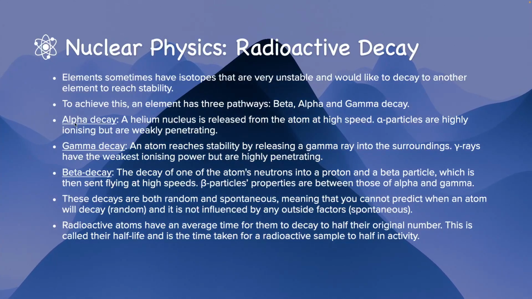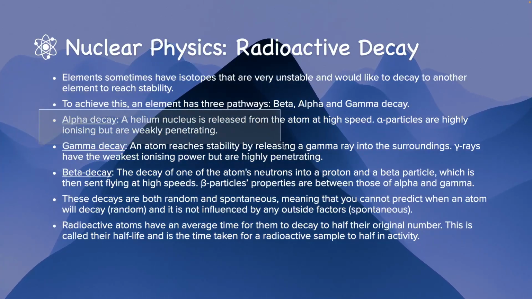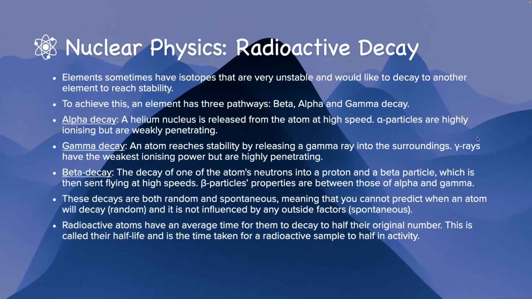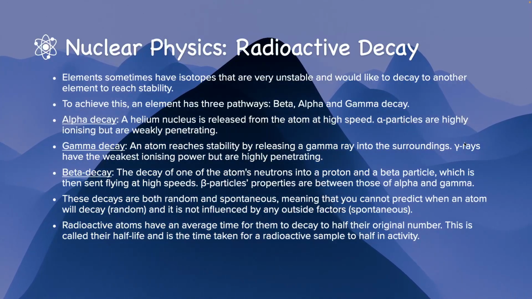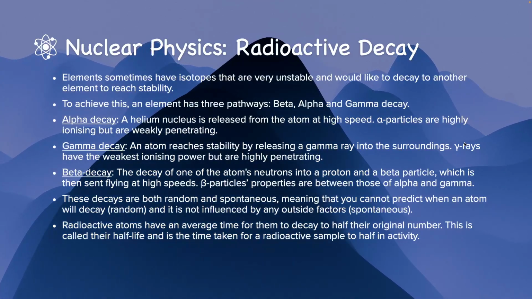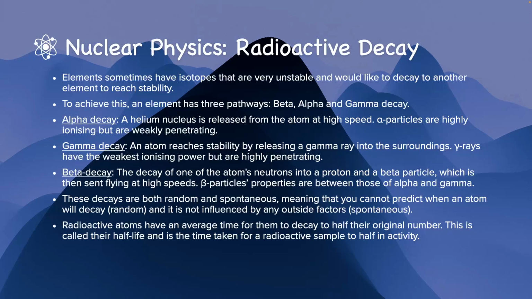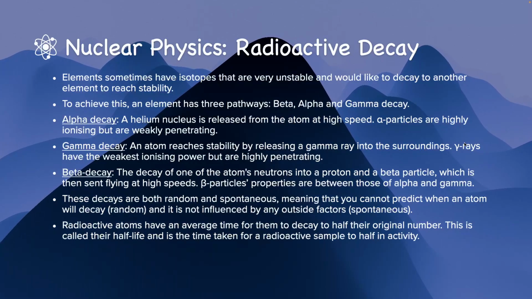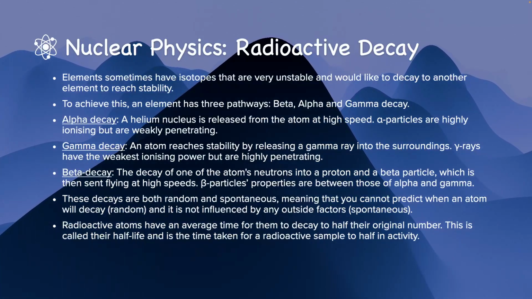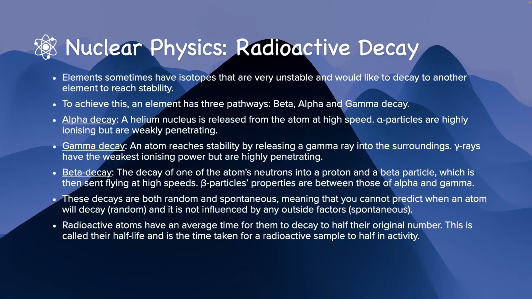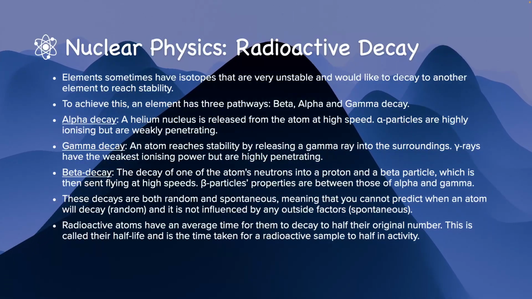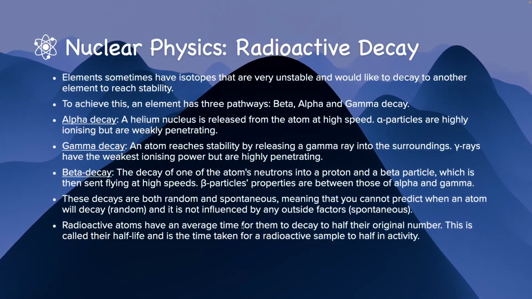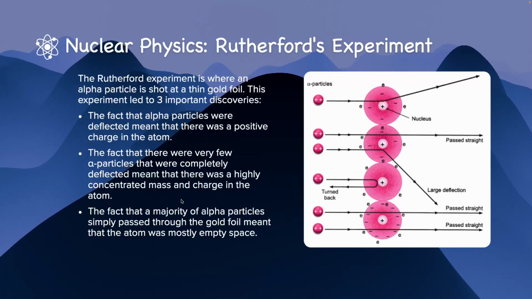So we have alpha decay, which is a helium nucleus being released from an atom. Because a helium nucleus consists of 2 protons and 2 neutrons, that is the part of this atom that the larger atom gets rid of to achieve stability. And this alpha particle is radioactive and it is ionizing, meaning it has the ability or the potential to rip electrons off of other atoms that it collides with. And these are the exact alpha particles that were used in Rutherford's experiment.